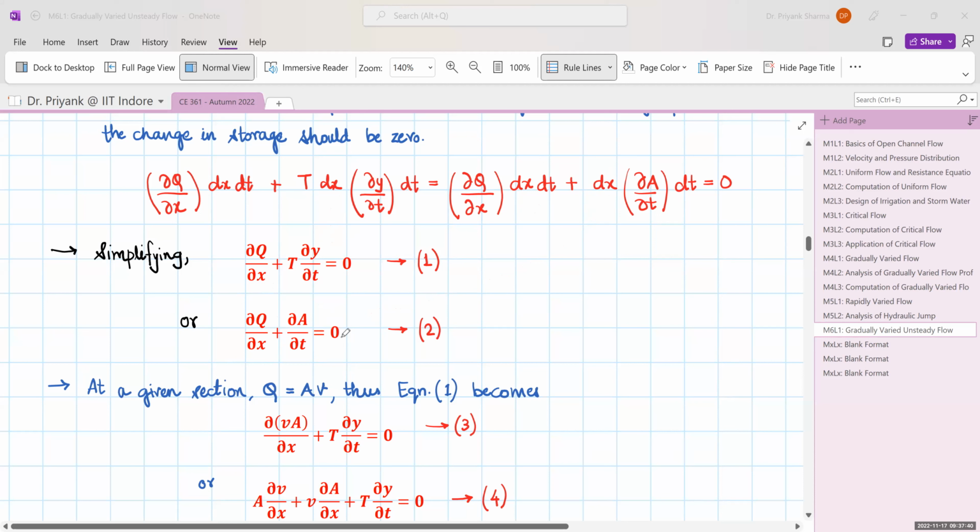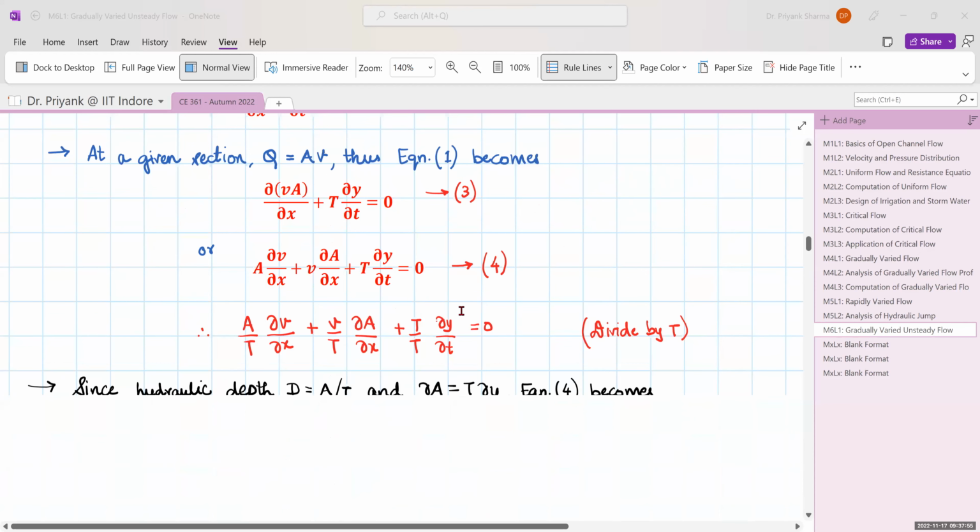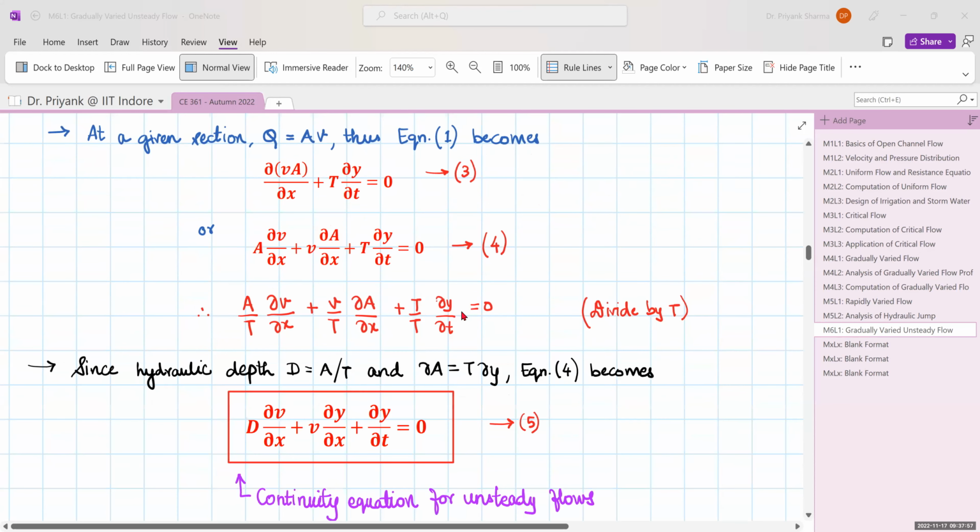Now from the continuity equation, you know Q is equal to AV. So substituting Q equal to AV and modifying the equation, you have ∂/∂x of (VA) plus T ∂y/∂t equal to 0. So we'll be performing the differentials. This is a partial differential: A is constant, ∂V/∂x; V is constant, ∂A/∂x; plus T ∂y/∂t.